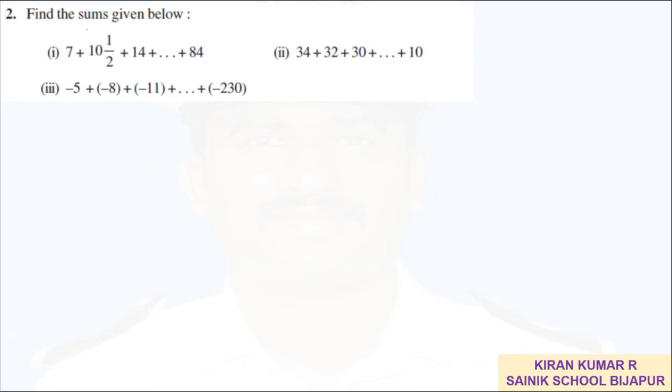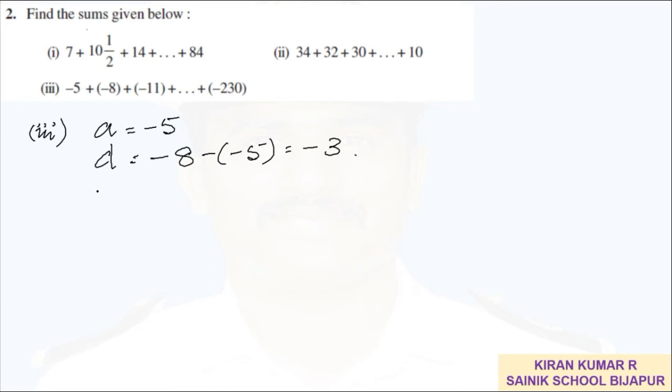Now the third sub question. In this question, what is the first term? It is negative 5. What is the common difference? Negative 8 minus of minus 5 becomes negative 3. So I need to find n using this an. An is minus 230. This is nothing but l. So I need to find n, and then Sn.